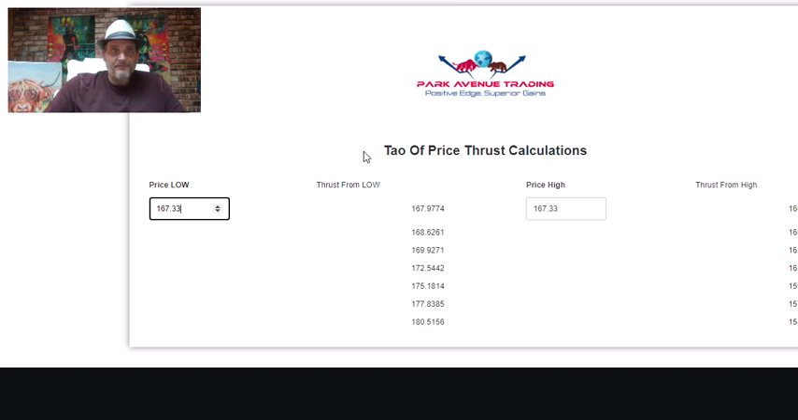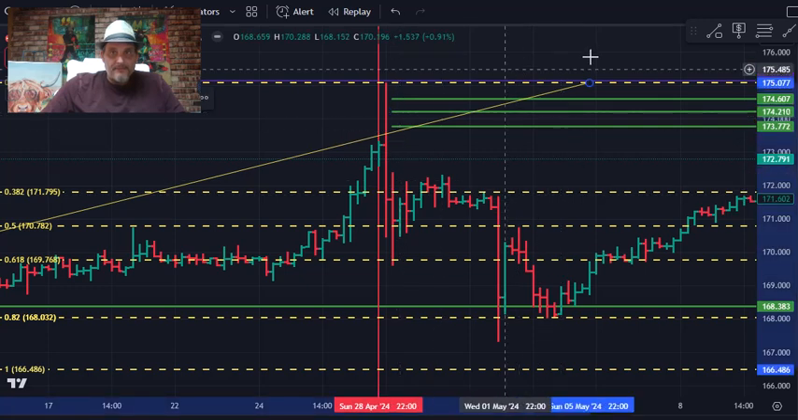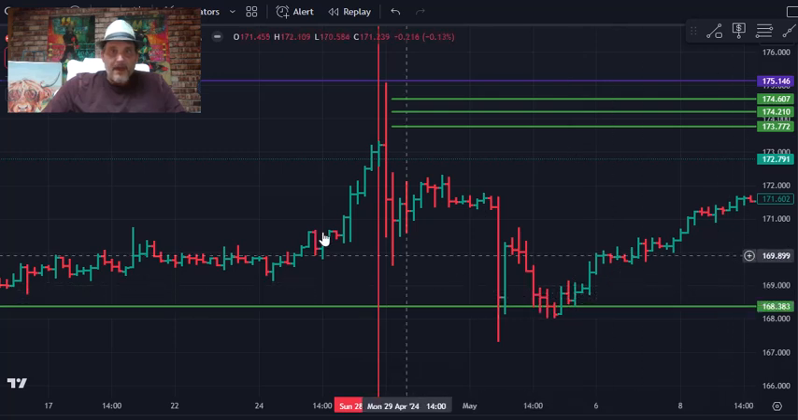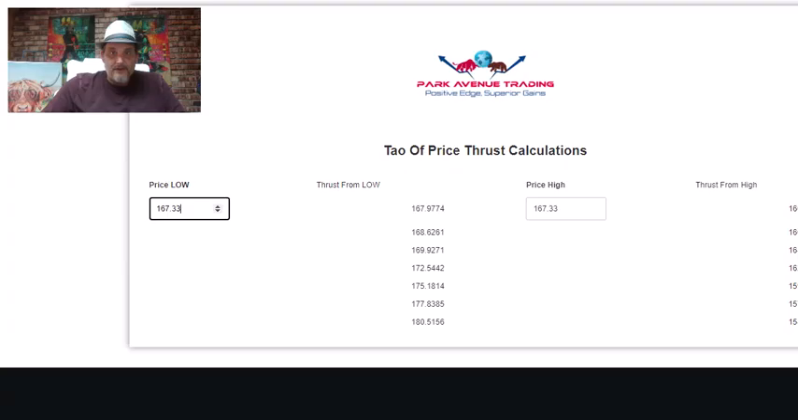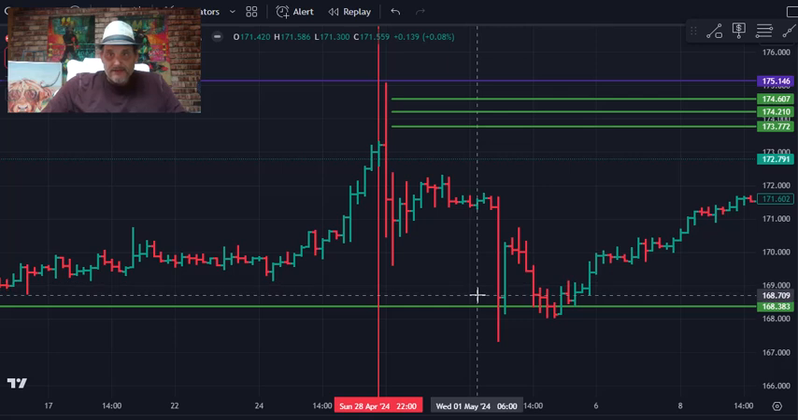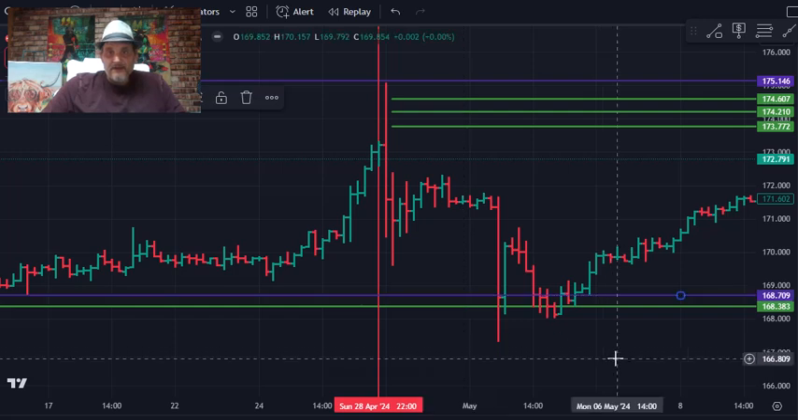Okay, so let's just use one, the 168.62 level, and see how the marketplace reacted. What I want to do is get rid of my fib. Remove the fib, and put in the thrust calculator level of 168.62 as a horizontal line. 168.70 is fine. Look what happens.